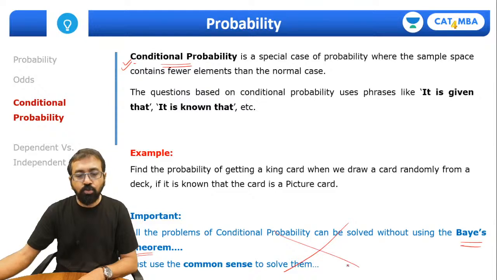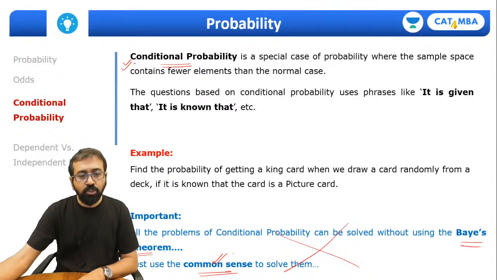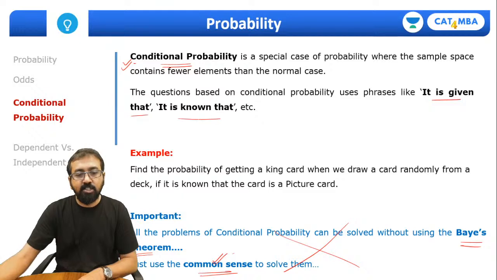You really don't need to use this theorem to solve any of the questions. You can solve all the questions related to conditional probability simply by common sense. So this is what I'm going to teach you. Questions based on conditional probability use phrases like "it is given that," "it is known that," and so on and so forth. So it's a special case of probability where the sample space contains fewer elements than the normal case, right?